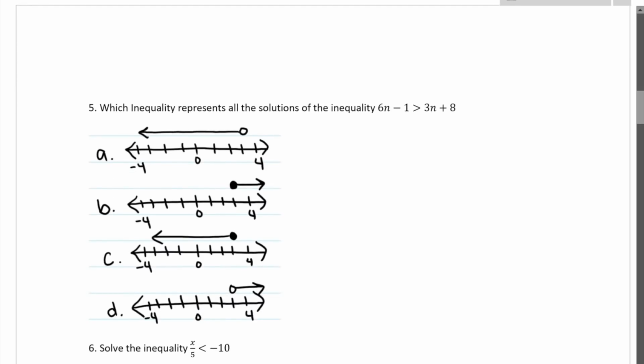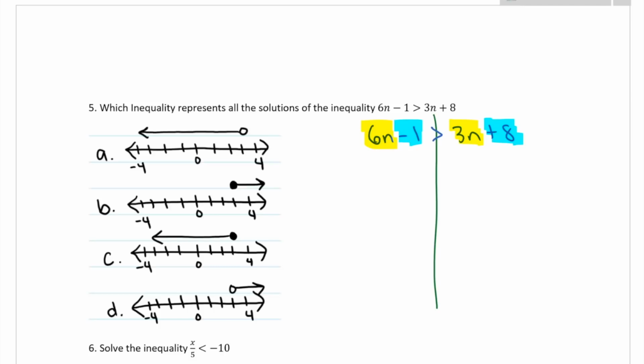Okay, which inequality represents the solution of the inequality 6n minus 1 is greater than 3n plus 8. So 6n minus 1 greater than 3n plus 8. So first off, I'm going to draw my line to separate the sides. And I notice I have a 6n here and a 3n over here, but they're on opposite sides of each other. And I have a negative 1 and a positive 8, again on opposite sides of each other. So because they're on opposite sides, I need to get them together, but I also need them to go inverse.